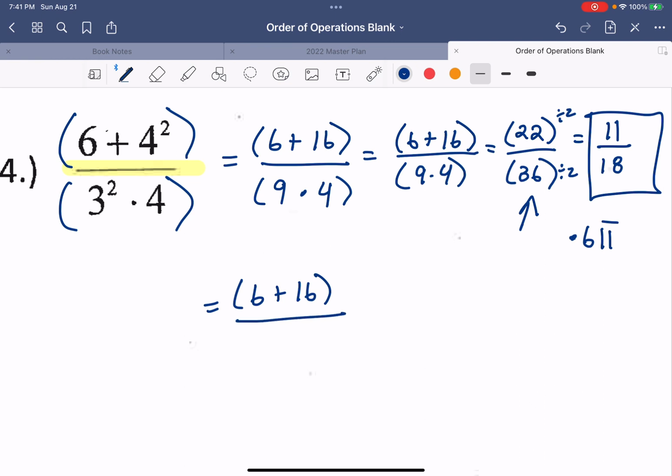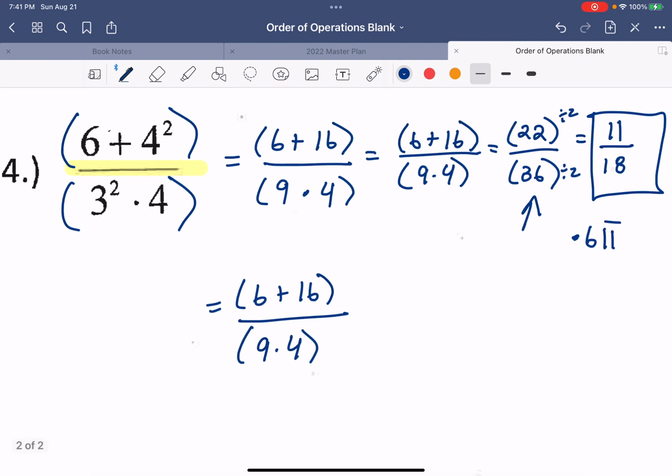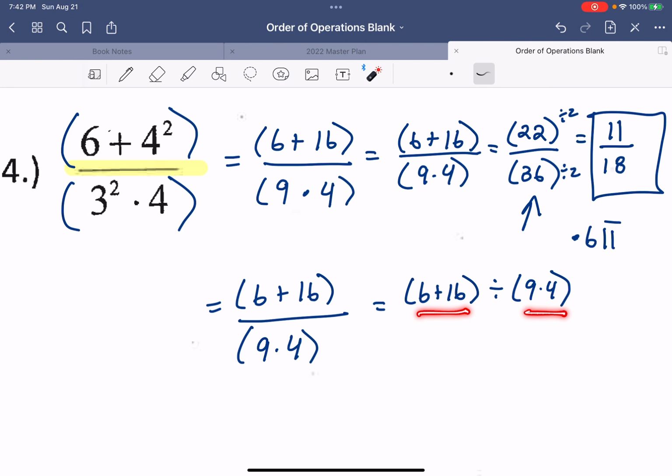Now, you could also do, when you get to this part, let's just take it down a different track. Say you get to this part and you're like, my brain works with that division sign right now. You could change it to 6 plus 16 divided by 9 times 4. And you'll still see that you have to solve this first and this first before you can do that, which is exactly what we did here. So either way, as long as you're showing me your thinking and the order of operations is correct, we will get the same answer, okay?